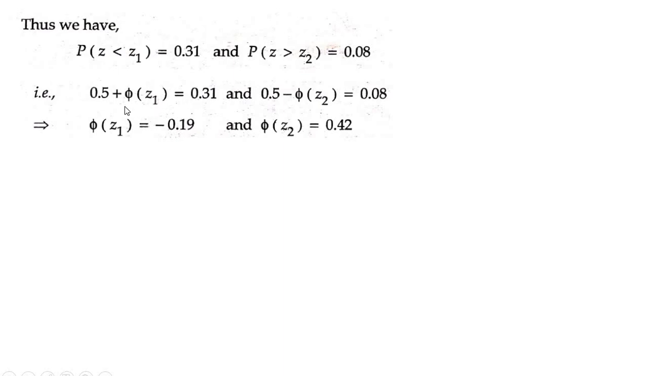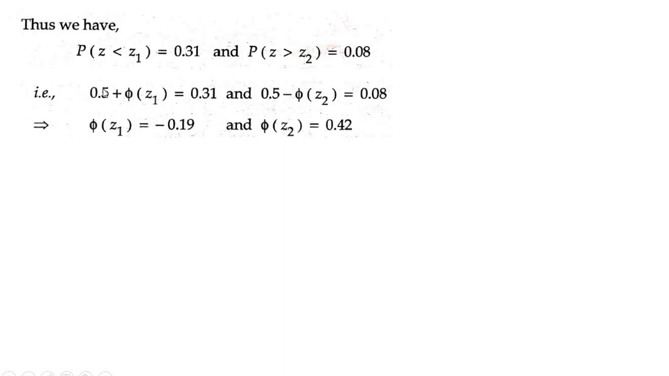So phi of z1 is equal to, take plus 0.5 to the other side, that will be minus 0.5. So subtract 0.31 with the minus 0.5. Got it? You have P of z less than z1, which is equal to 0.5 plus phi of z1. I need to find what is the value of z1. Using that, I can cross multiply and find what is mean and the standard deviation, solving the two equations.